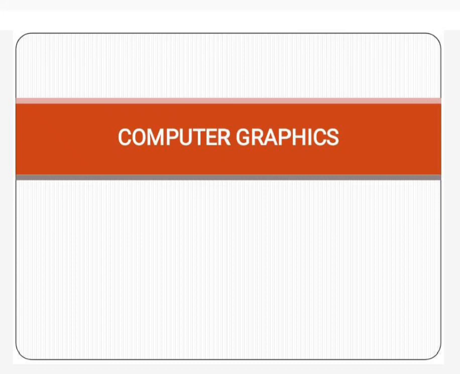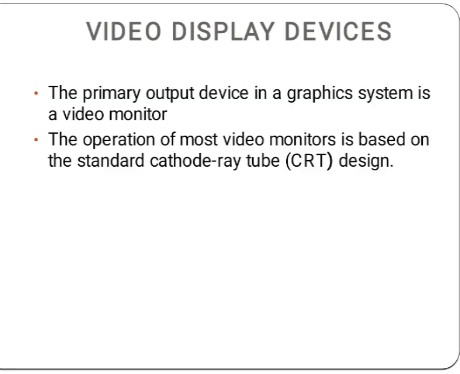Hi everyone. Today we are going to discuss computer graphics. Let's see video display devices. The primary output device in a graphic system is a video monitor. The operation of most video monitors is based on the standard cathode-ray tube design.